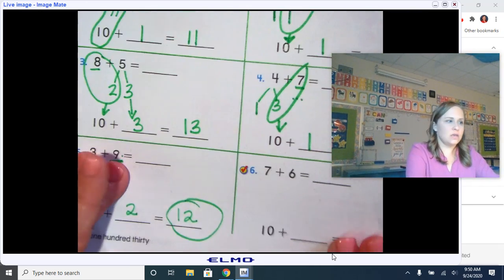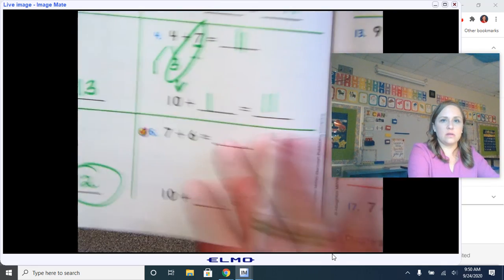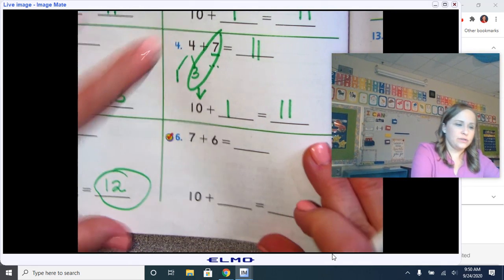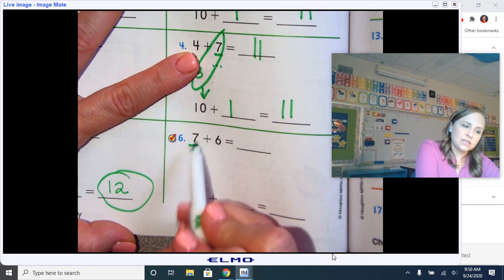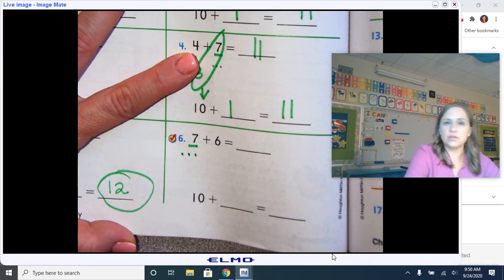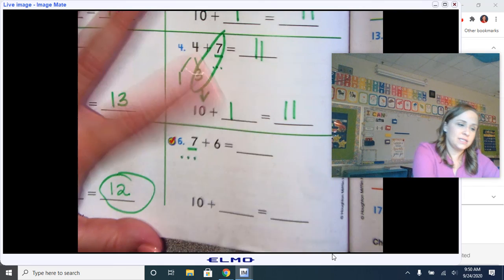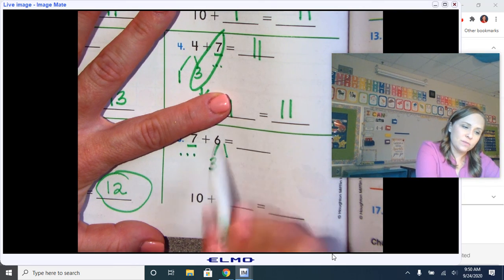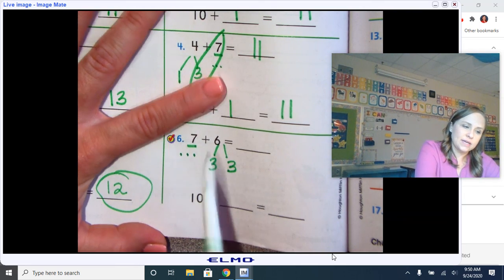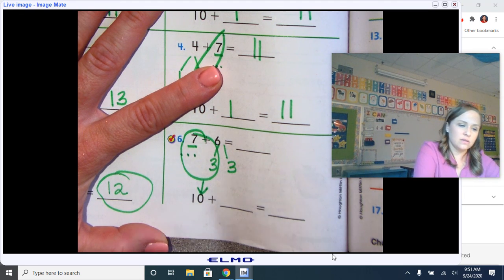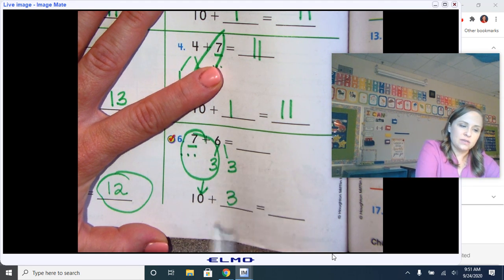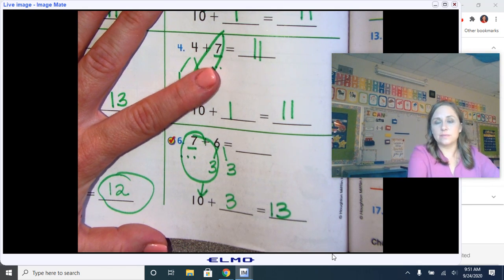I've got one more, and then it's your turn to try this by yourself. Larger number, 7. Let's count to 10. 7, 8, 9, 10. So 7 needs 3 to get to 10. I'm going to get 3 from the 6. I'm left with 3. 7 plus 3 is 10. Bring this 3 down to the missing addend, and the answer is 13.